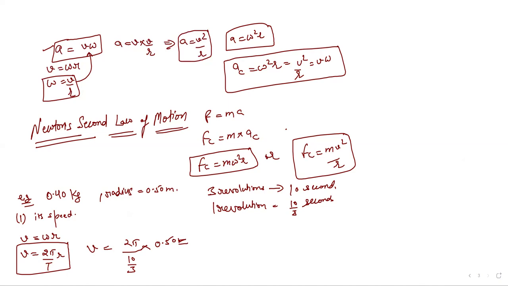I can do it on the calculator. I got 0.942. Okay, you got 0.942 meters per second. And the second part we have to solve is to calculate its centripetal acceleration.